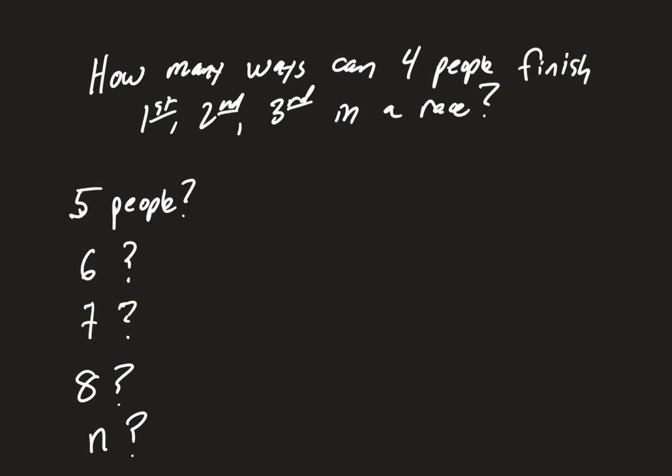I want 4 people that are going to finish a race in first, second, and third place. So if I have people A, B, C, and D, well, let's go the other way. Let's actually start with 3 people. If I have 3 people, how many ways can they finish first, second, and third? Because first place is different than second. So ABC is 1. ACB is 1. BAC. BCA. CAB, CBA.